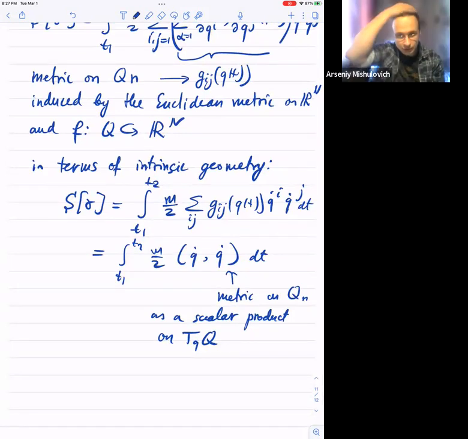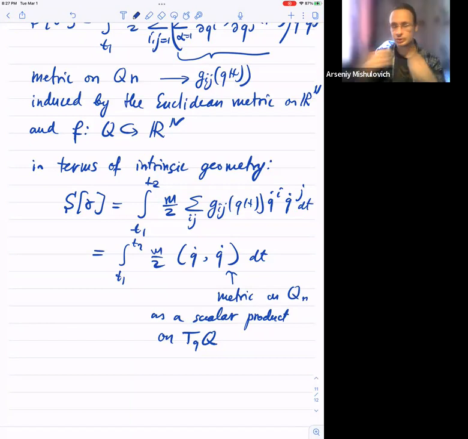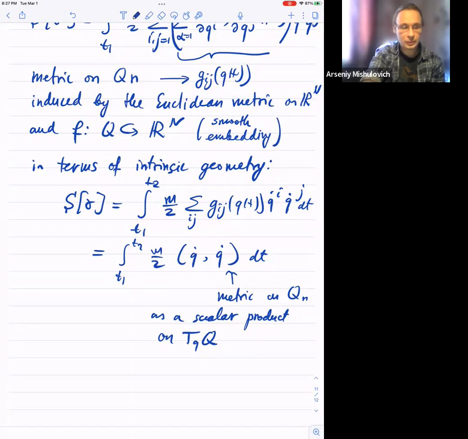May I ask a question? Yeah. Do we have some assumption about the embedding f? About what? About f. Oh, you mean is this smooth or compact? Everything, yes, it's a smooth embedding. Okay, thank you.